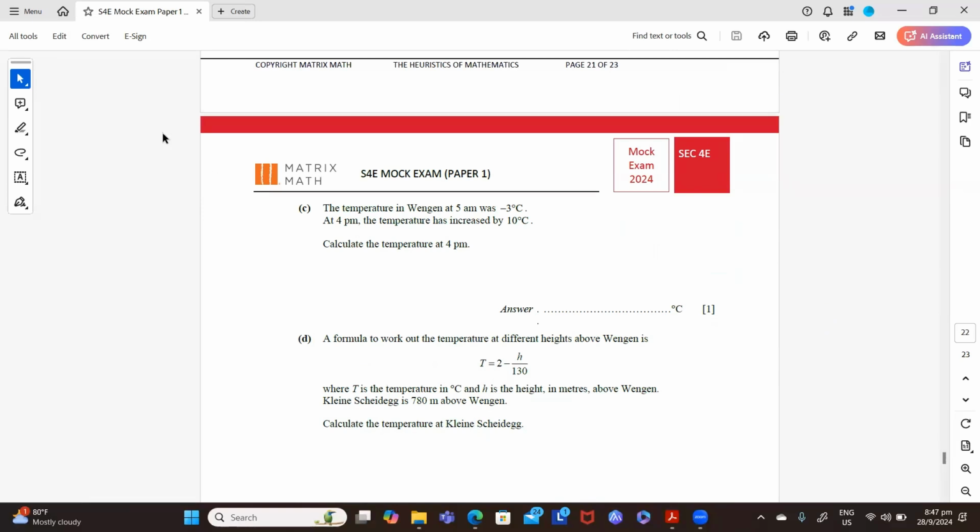Calculate the temperature at 4 p.m. Okay, this one is very easy. Just take -3 plus 10. You will get 7 degrees.